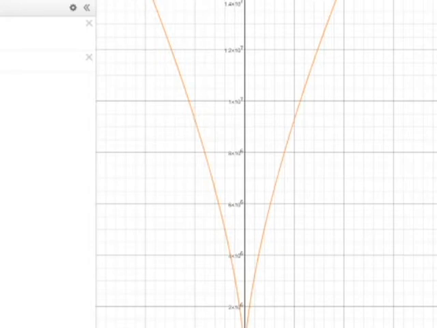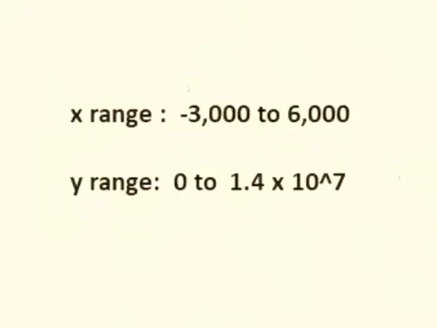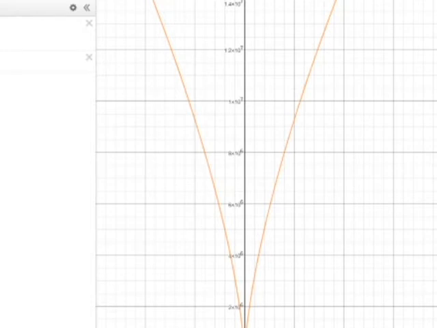Approximately these ranges were used. The x range from -3,000 to 6,000, and the y range from 0 to 1.4 times 10 to the 7. Because the distance y is measured from the center of the Earth instead of the Earth's surface, and the Earth's radius is pretty big, 6.371 million meters. Notice this graph assumes that the height of the object starts at a negative time and ends at t equals 0. We could change that, but it makes the graph more complex than we need for this demonstration.